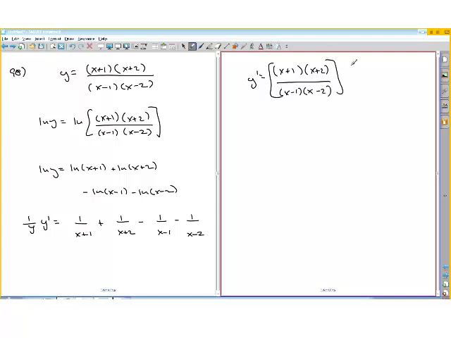So that's y, and then we multiply that by y, the left-hand side, which is 1 over x minus 1 plus 1 over x minus 2 minus 1 over x minus 1 minus 1 over x minus 2. And so it's all in terms of x. So the hard part here is putting this all together. And I think I got a sign wrong here. This should be x plus 1. This should be x plus 2.